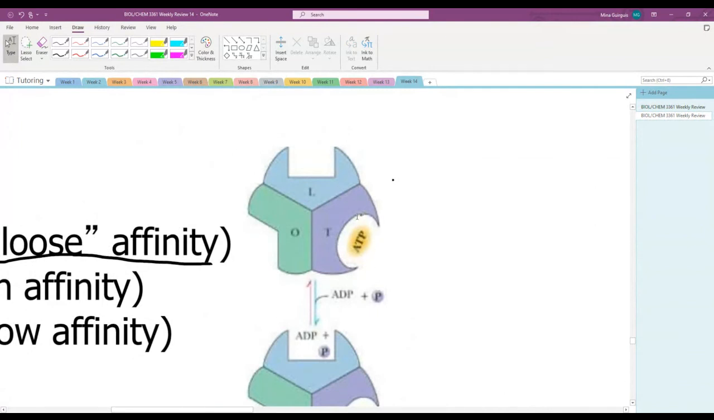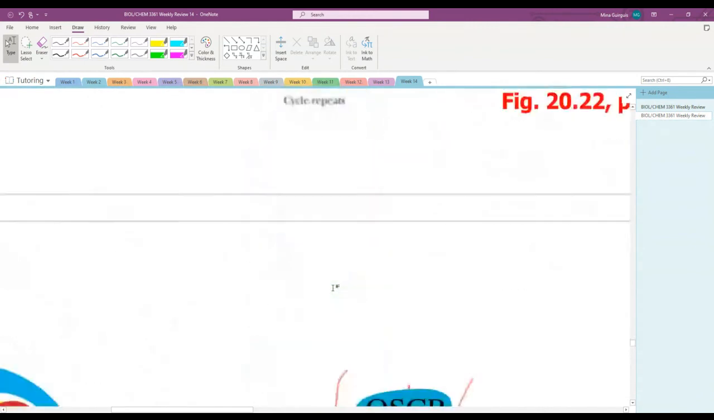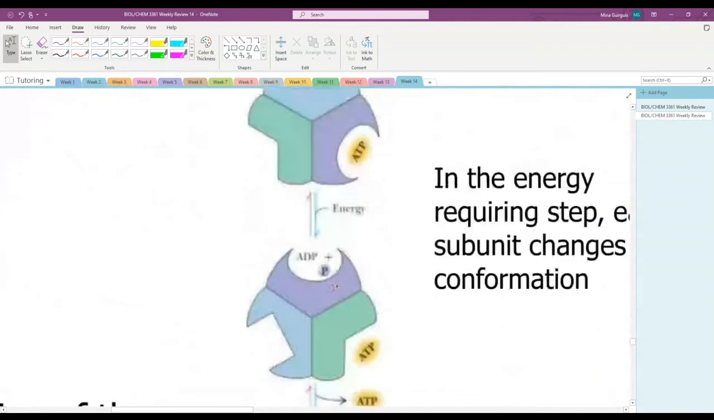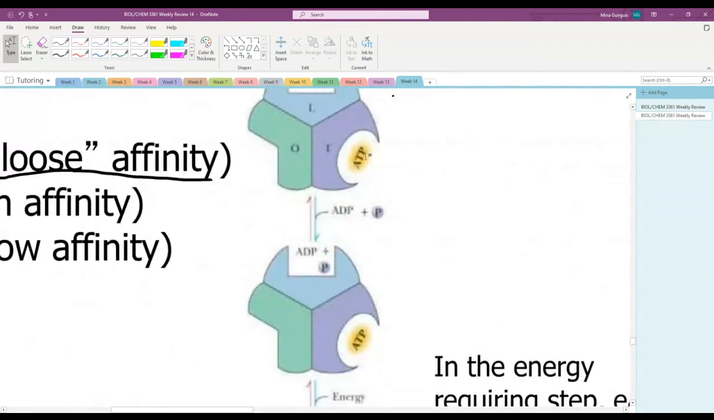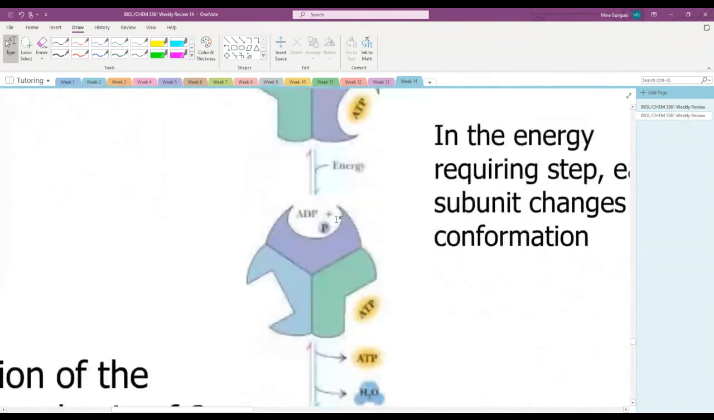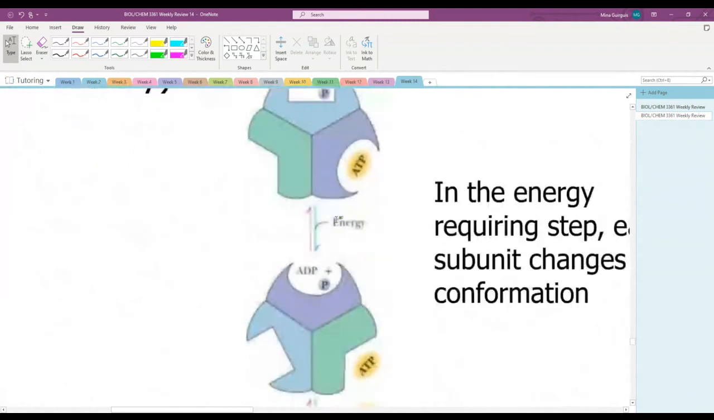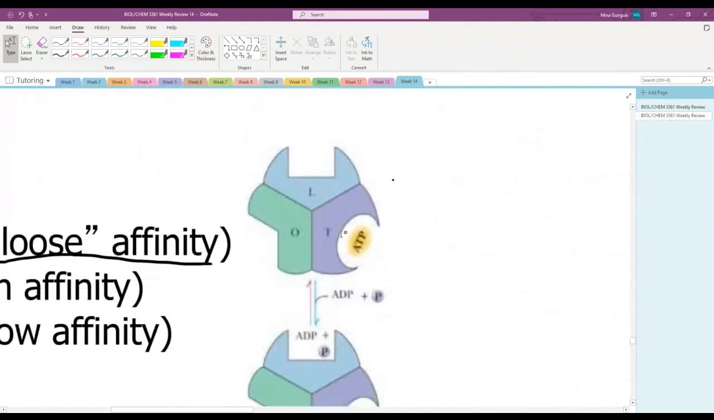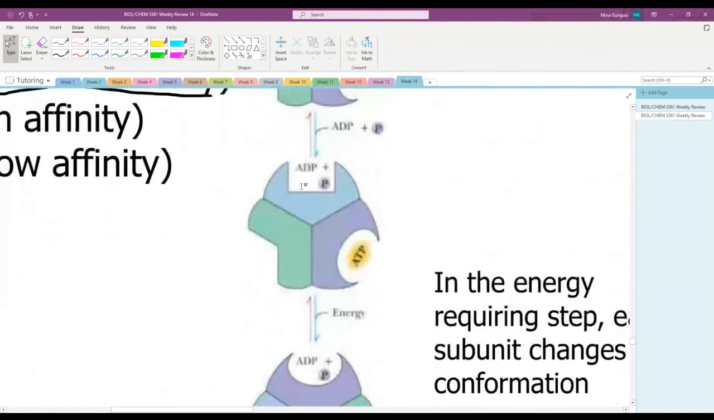So the tight subunit is going to bind to an ATP. When it does that, actually, oh, they draw this backwards, don't they? No, they draw this the right way. Okay, so it binds to an ATP. And now if you notice, the loose subunit, or the L subunit, picks up an ADP. And in doing so, we now have a conformational change.